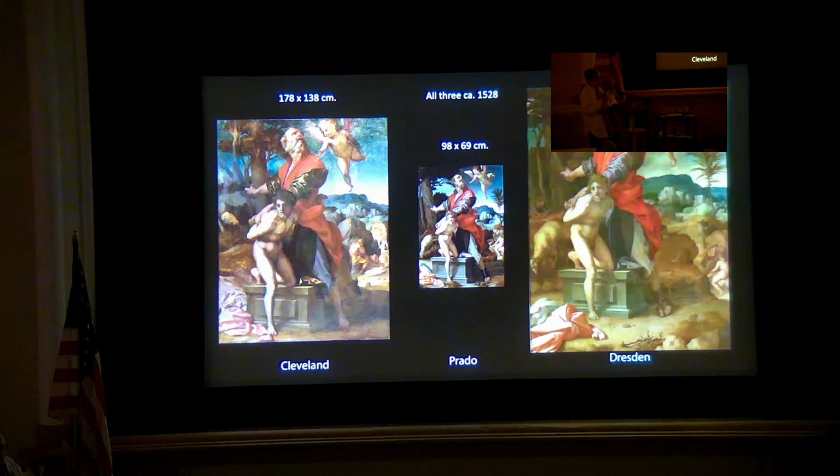Infrared imaging, which I'm going to be talking quite a bit about, is commonly used in conservation. It's a special camera that allows you to see below the painted layer into the underdrawing underneath.